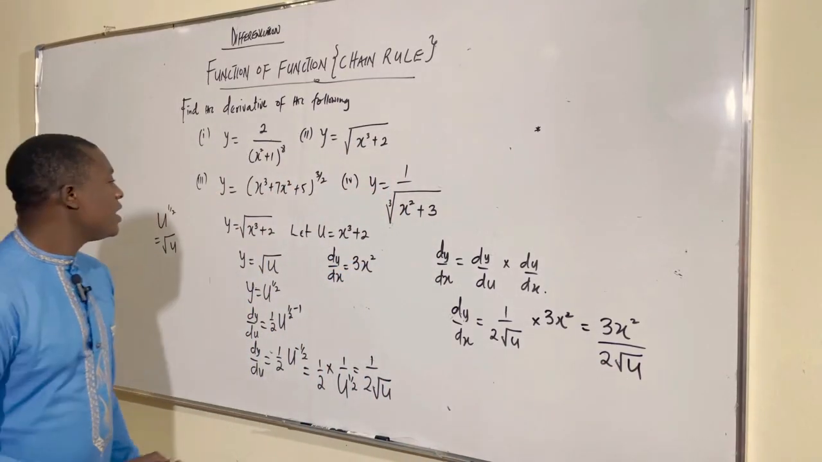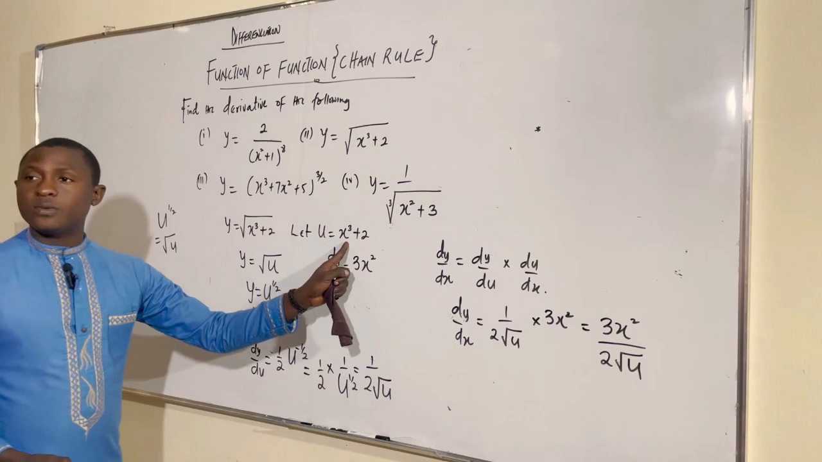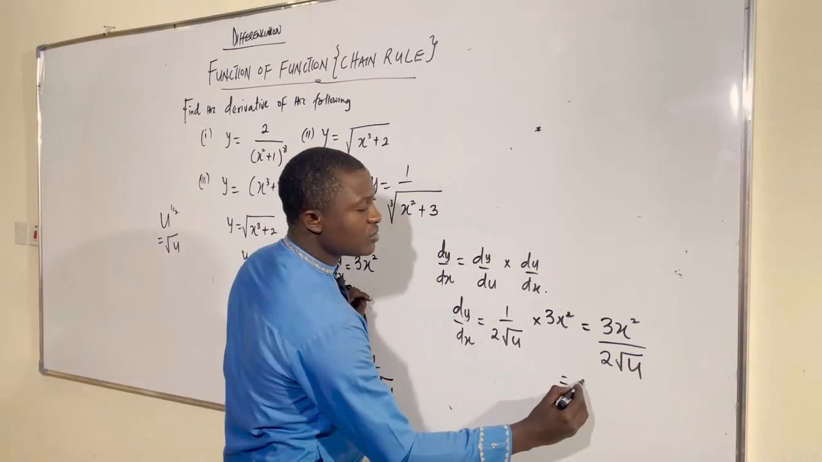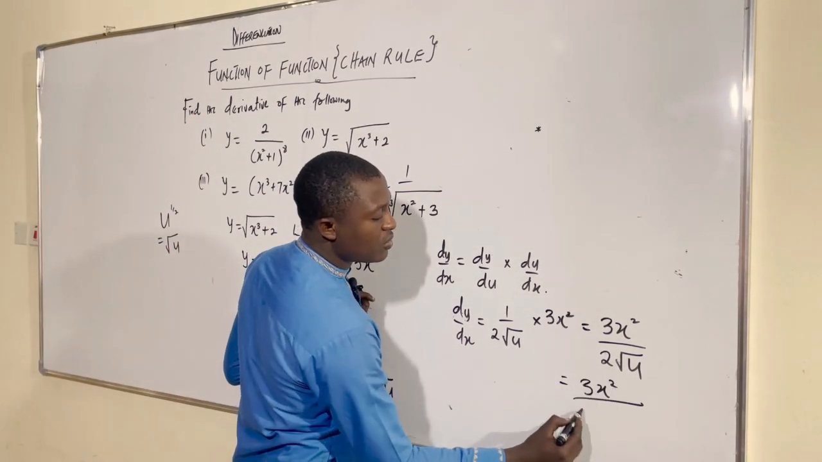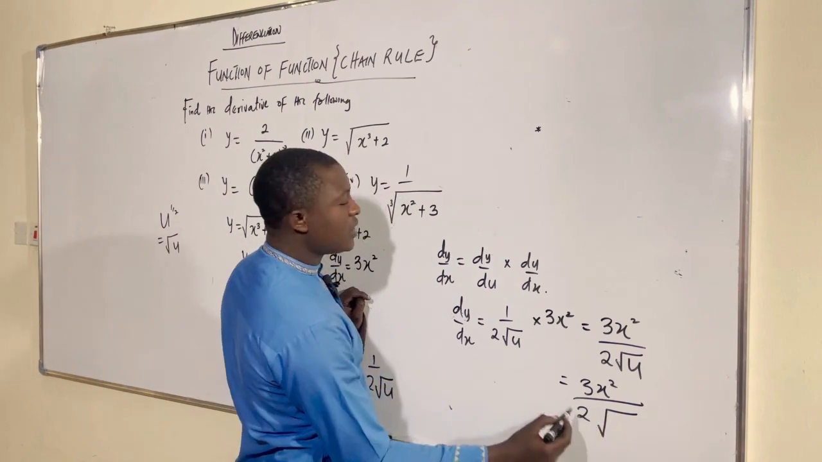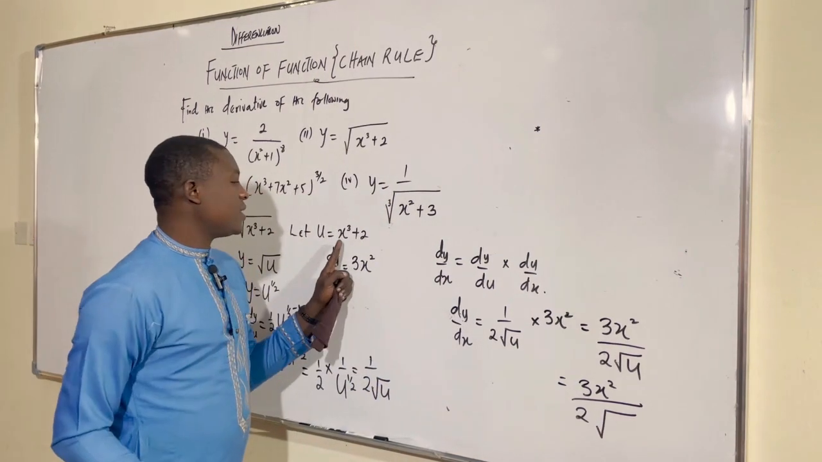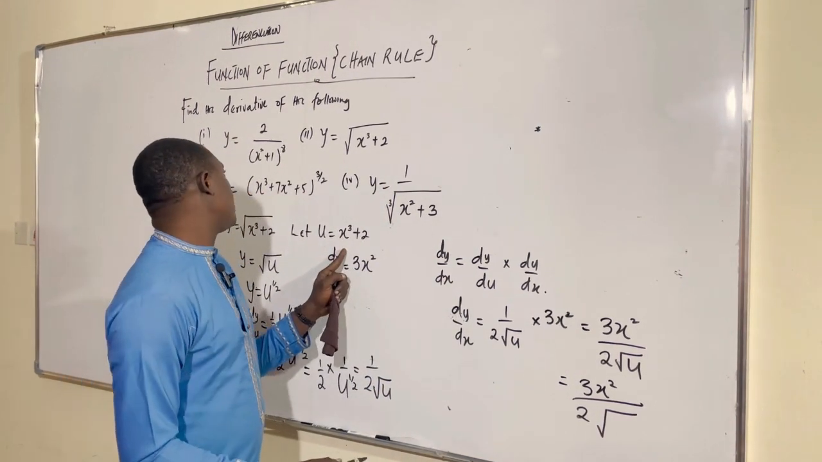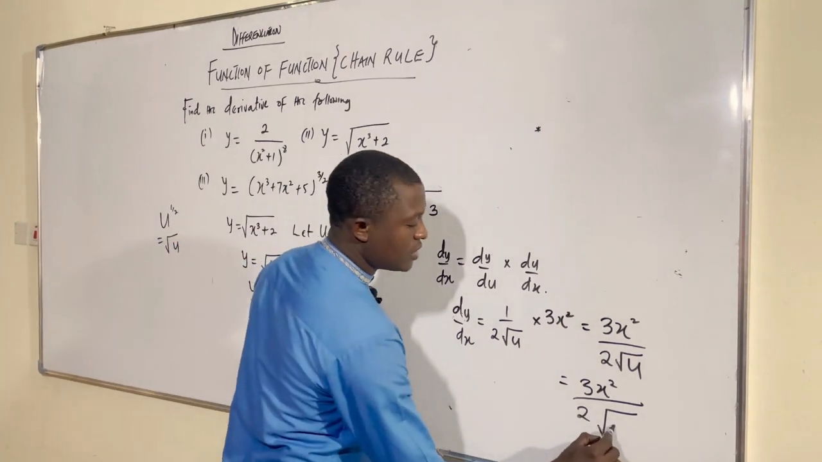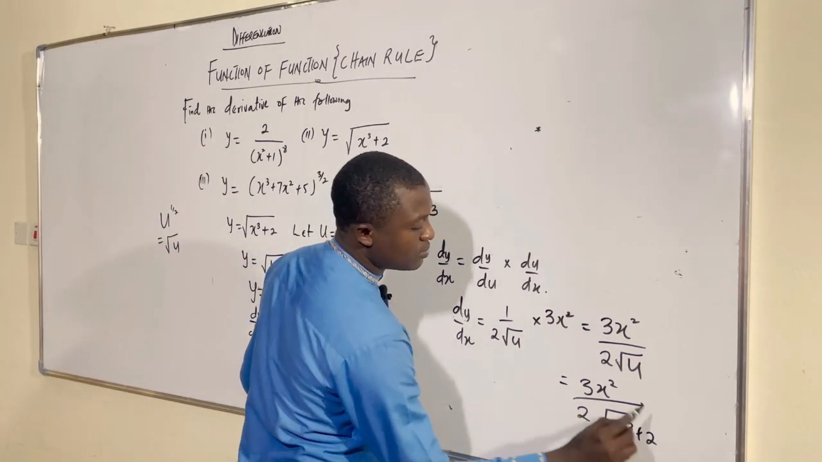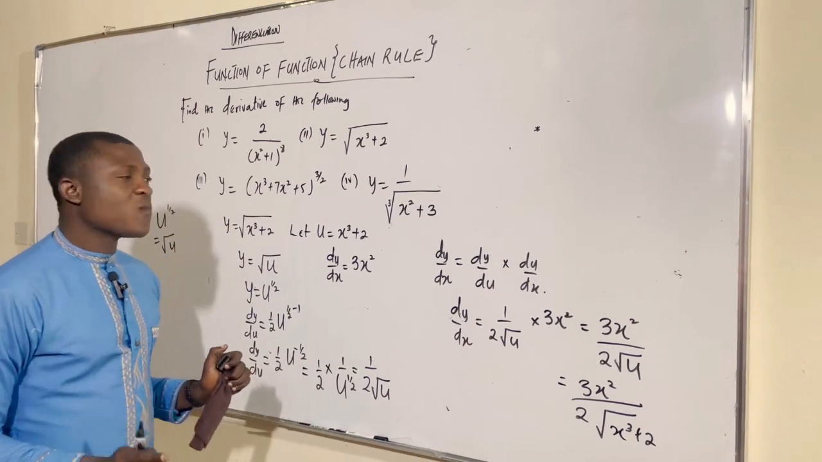So from here, our u is x cubed plus 2. So that means here I can have this one to be 3x squared over 2 root of, what is my u? My u is x cubed plus 2. So we have x cubed plus 2. You get that? Yeah, fine.